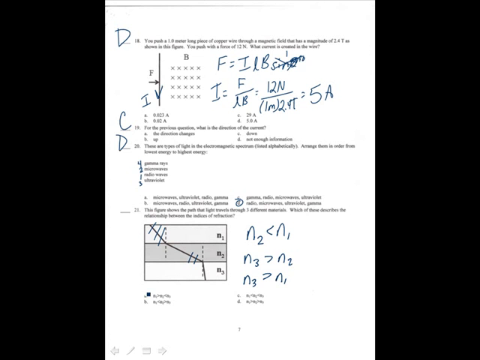So let's see, N2 is less than N1. That gets rid of that one. And that one. N3 is greater than N2. That gets rid of that one. And let's just check N3 is greater than N1. Alright, so the answer should be A for number 21.